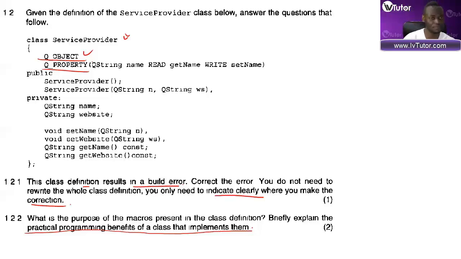That's cool, right? And the answer is reflection. They allow us to do reflection. What are the purposes of these two macros? Why do you need this? So that your meta object compiler can generate your meta object. And your properties are required so that we can use reflection to set or retrieve values.